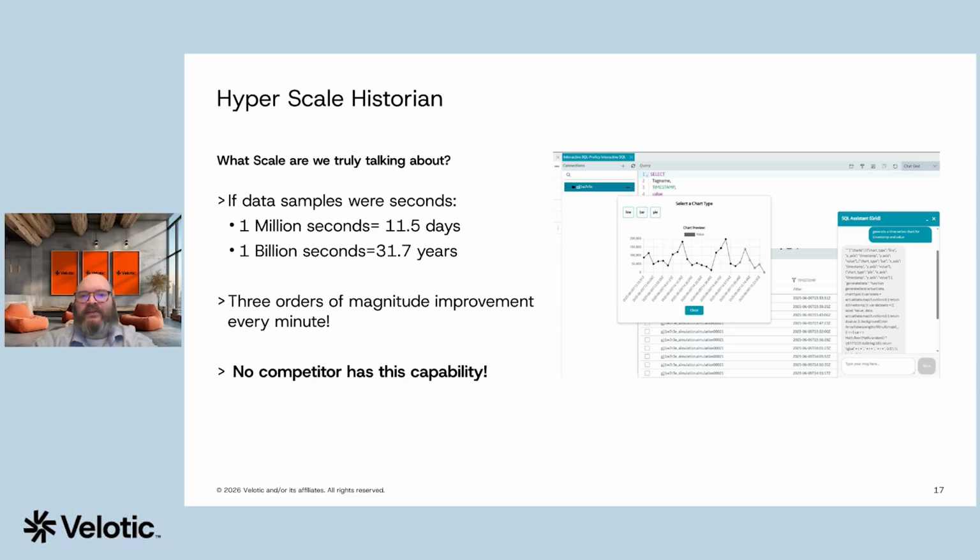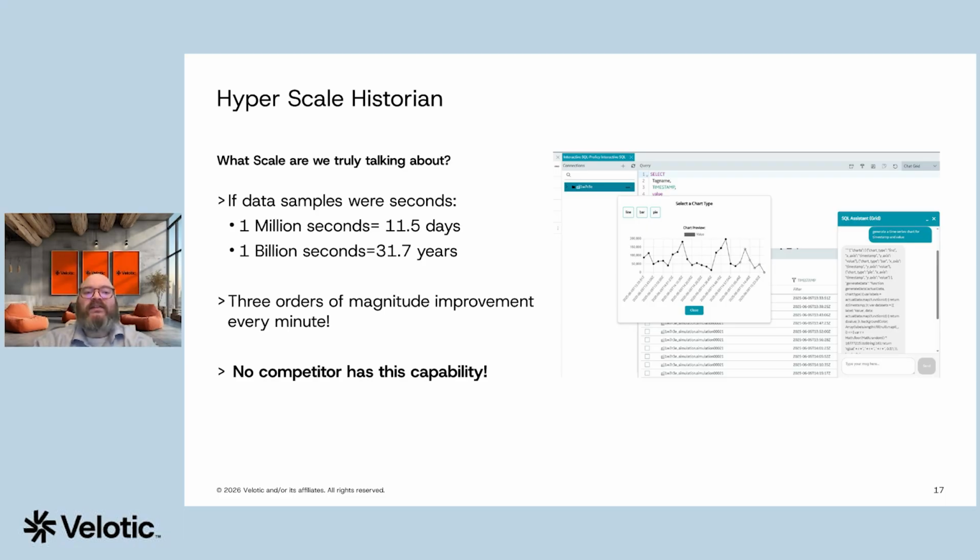So you might say, Brian, that sounds very impressive, but what are we actually talking about in terms of throughput? And so I did a little calculation. If we converted the data samples and each one we considered it 1 second, the current Historian can do quite a few more than 1 million samples per second. But 1 million seconds is 11.5 days. 1 billion seconds is 31.7 years.